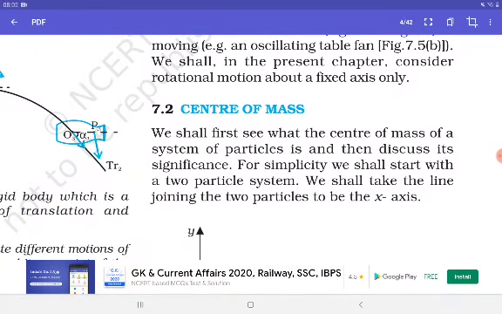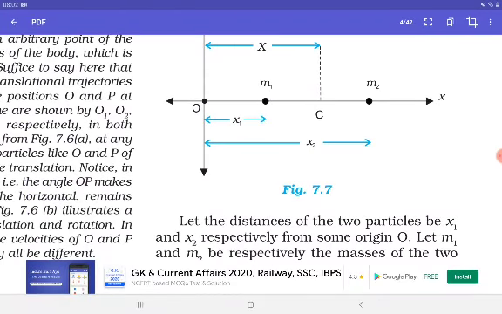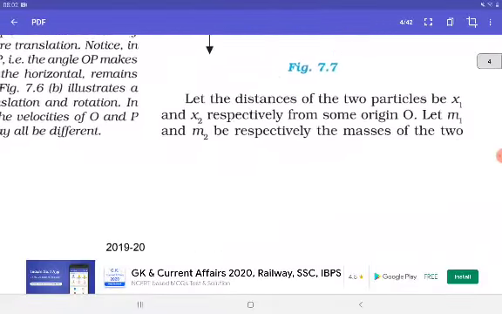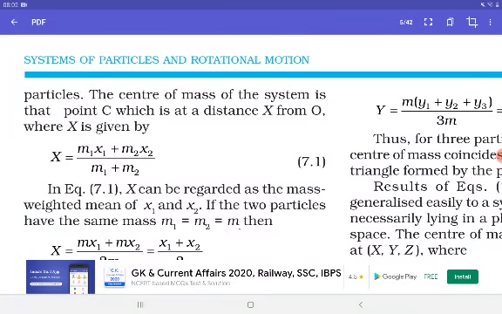Center of mass. We shall first see what the center of mass of a system of particles is and then discuss its significance. For simplicity, we shall start with a two-particle system. We shall take the line joining the two particles to be the x-axis. Let the distances of the two particles be x1 and x2 respectively from some origin O. Let m1 and m2 be respectively the masses of the two particles. The center of mass of the system is that point C which is at a distance x from O, where x is given by x = (m1 x1 + m2 x2) / (m1 + m2).